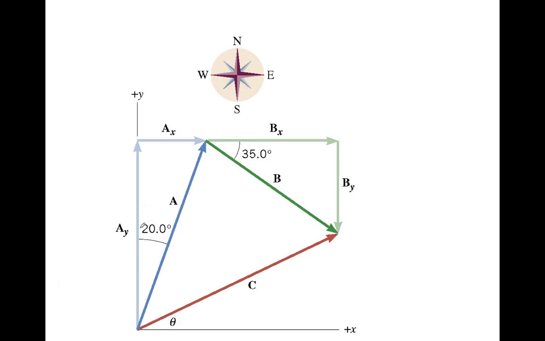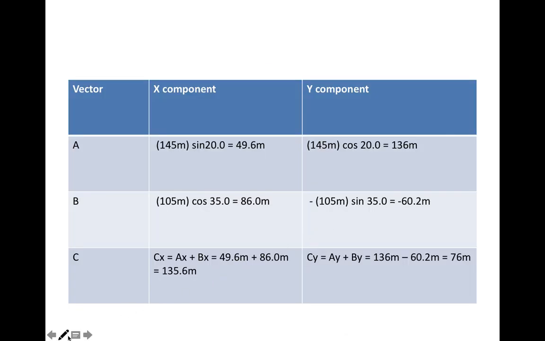You can see here, for example, for the A vector, AY is positive because it's pointed upward. AX is positive because it's pointed to the right. BX is positive because it's pointed to the right. However, BY is negative because it's pointed downward. So you have to include a negative sign for BY. You have to put that in.